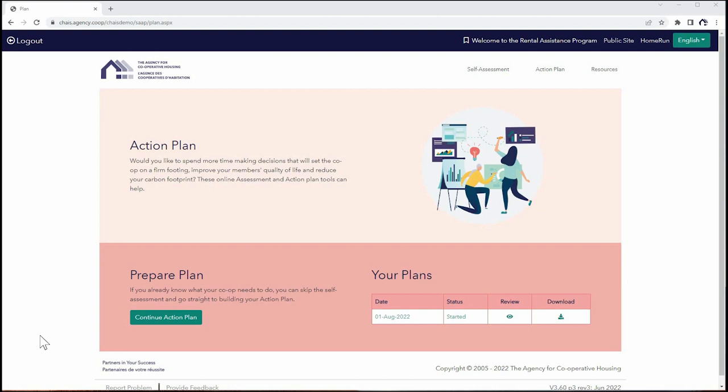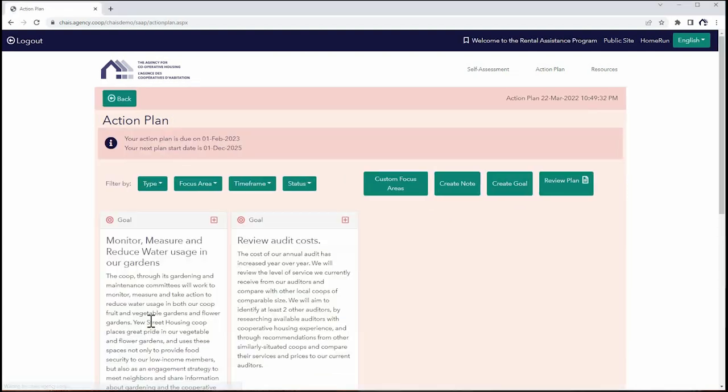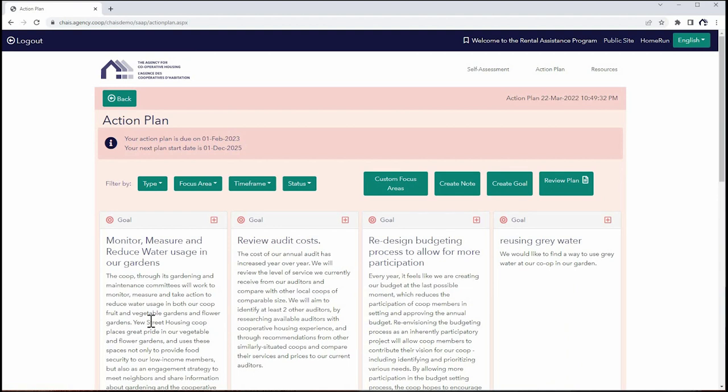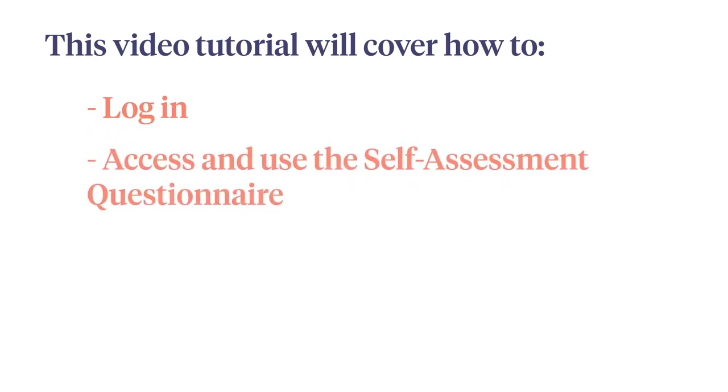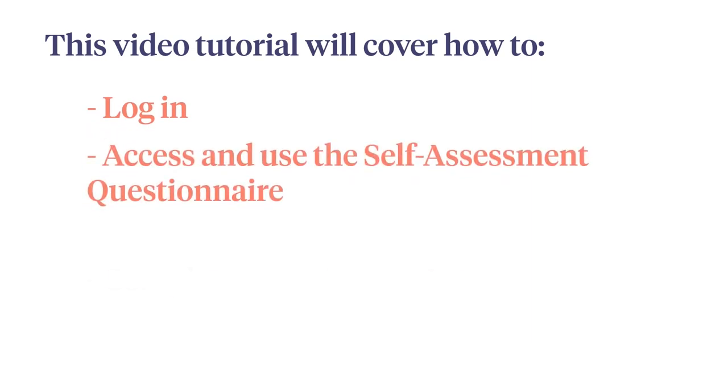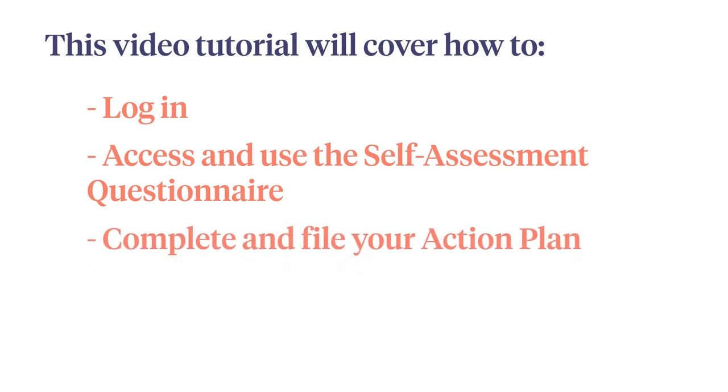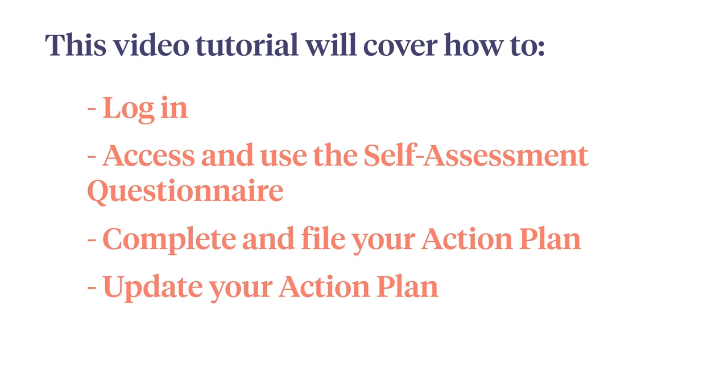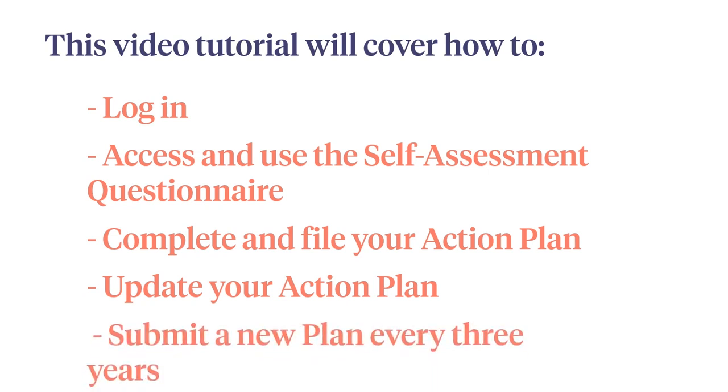This tutorial video will explain the steps for entering information into the agency's online action plan and self-assessment system. The videos will show you how to log in, access and use the self-assessment questionnaire, complete and file your action plan, update your action plan, and submit a new plan every 3 years.